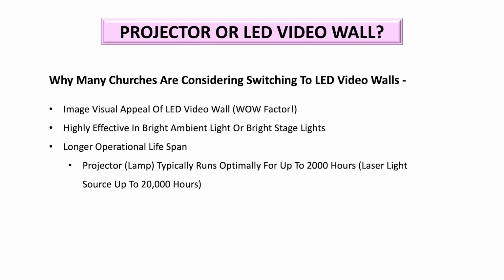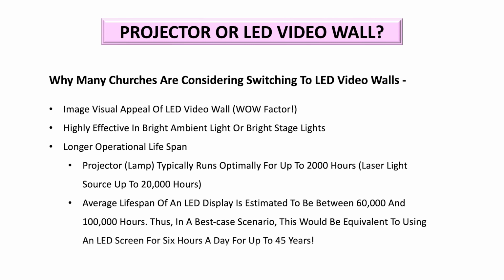Now, as you know, projector lamp types typically run up to 2,000 hours. And of course, with a laser light source, it can go up to 20,000 or even 30,000, depending. So that's kind of closing the gap. But with an LED video wall display, it can go anywhere between 60,000 to 100,000 hours on spec.